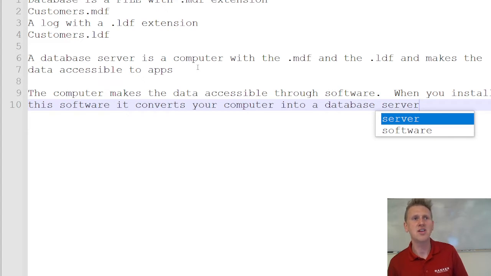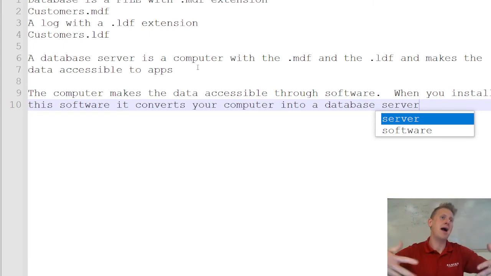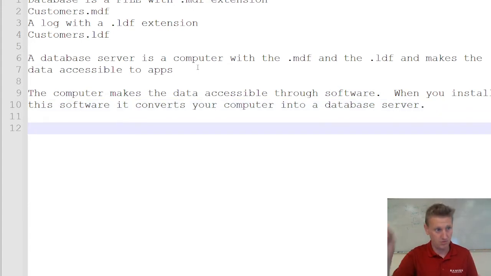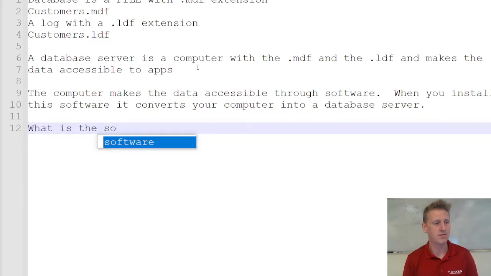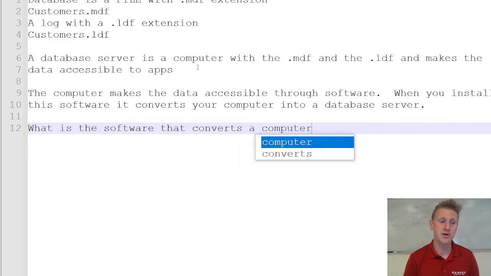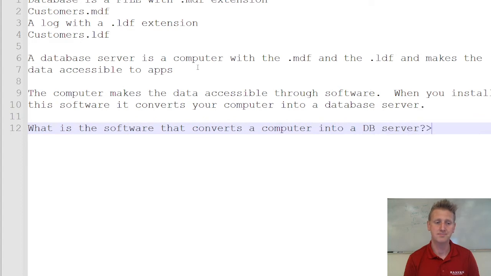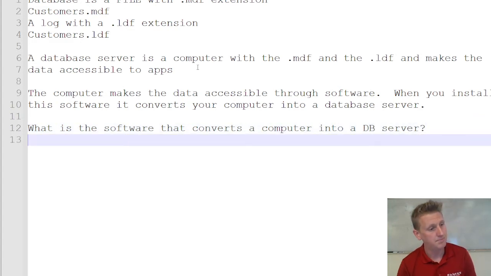Because that's really all a server is: something that offers a service. Like, hey, I've got a bunch of data in a database, and if you build an app, I might let you access it and work with it, depending on the permissions. So I've got a couple questions. What is the software that converts a computer into a database server? Well, it's called Microsoft SQL Server.